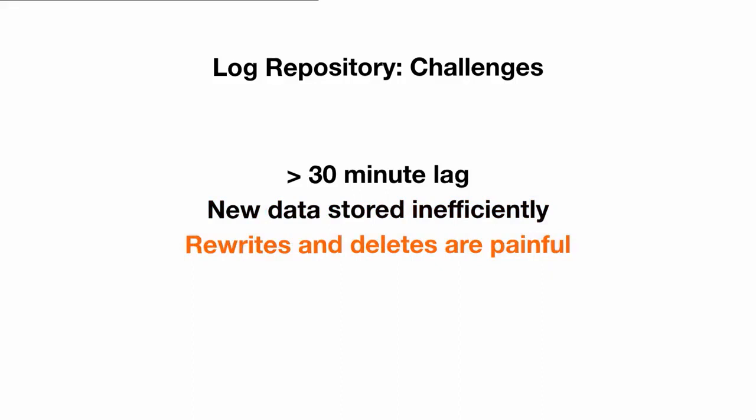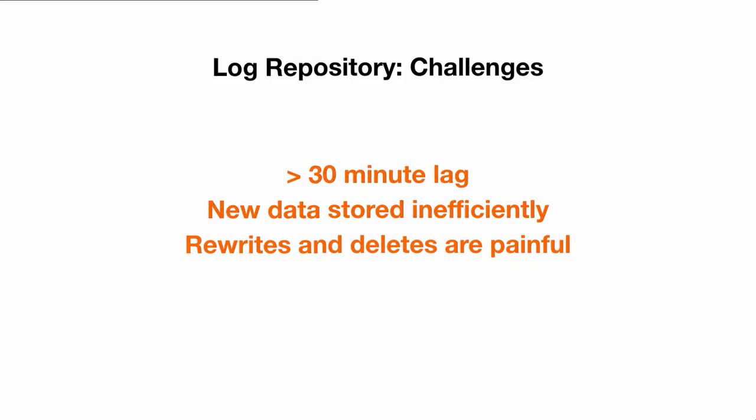Rewrites and deletes are painful. One other really, really big problem is that rewrites and deletes are very painful. Because we have these giant immutable files, if we want to remove even one log entry from a file, this means we have to take that 100 gigabyte file, remove 10 bytes, and then write a new one and replace it. So we have a very, very high write amplification, and doing rewrites of our log repository consumes a ton of resources. So these are some pretty big problems.